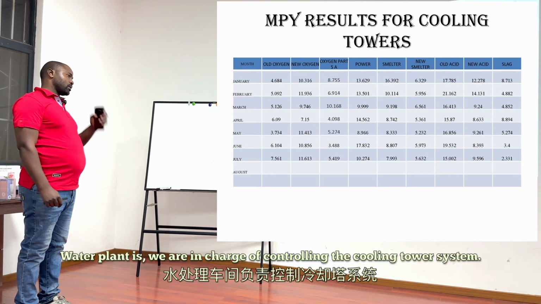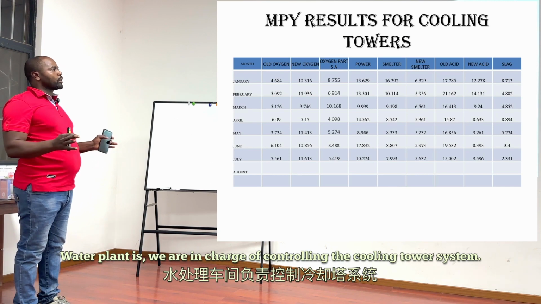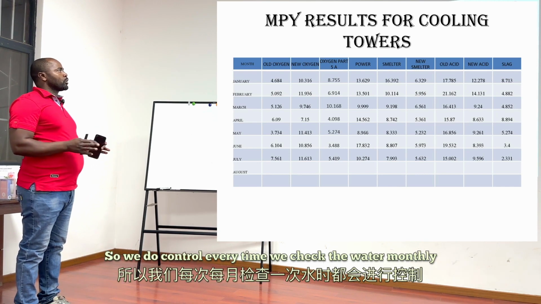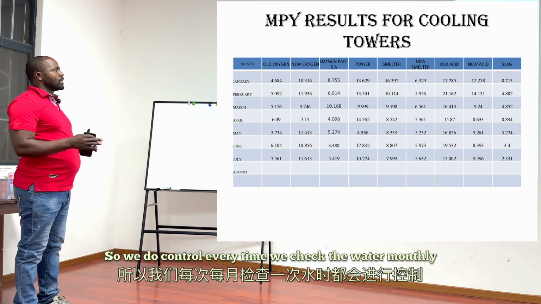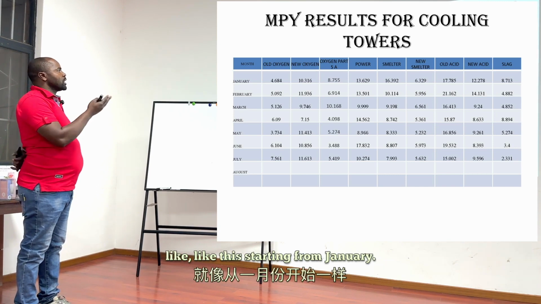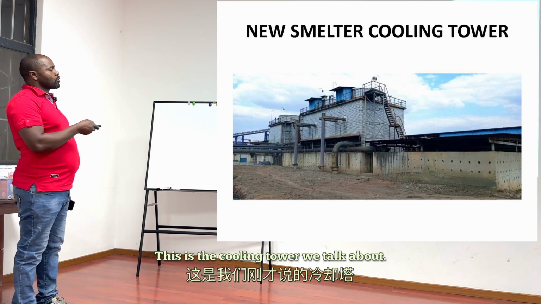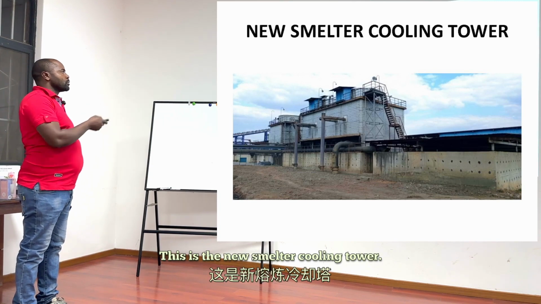MPY result for cooling tower. The water plant is in charge of controlling the cooling tower system, so we control it all the time. We check the water monthly like this, starting from January. This is the cooling tower we talk about. This is the new Smelter cooling tower.